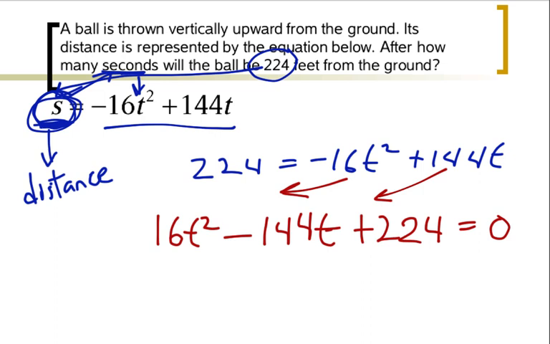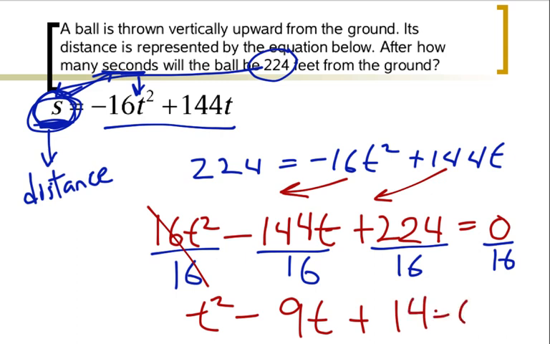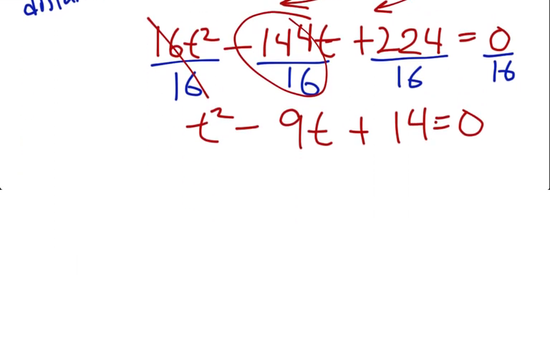Okay? Now from here, we want to solve by factoring or the quadratic formula, but first I want to see if I can divide everything by 16. And that way my life will get a lot simpler. And the 16s cancel. I get t squared minus 9t plus 14 equals 0, because 144 divided by 16 is 9, and 224 divided by 16 is 14. And that works out really nice because now I can see if it factors.